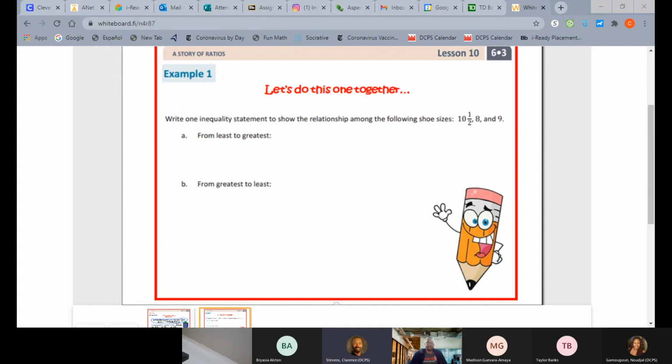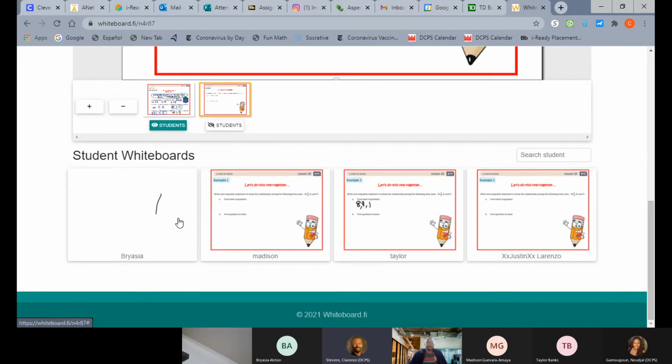Briasia. This isn't participating, even though I know you know and you're there. I need to hear you. There's a small group, so I need everybody's equal participation. This counts towards your engagement.